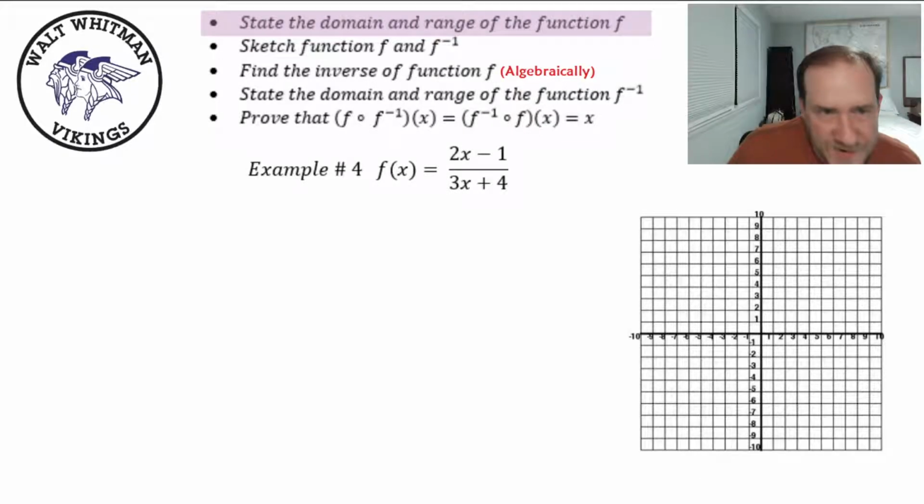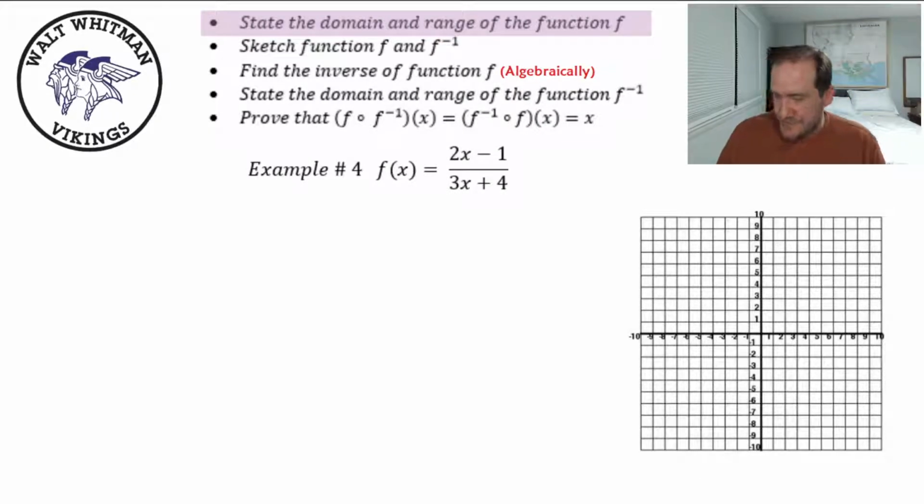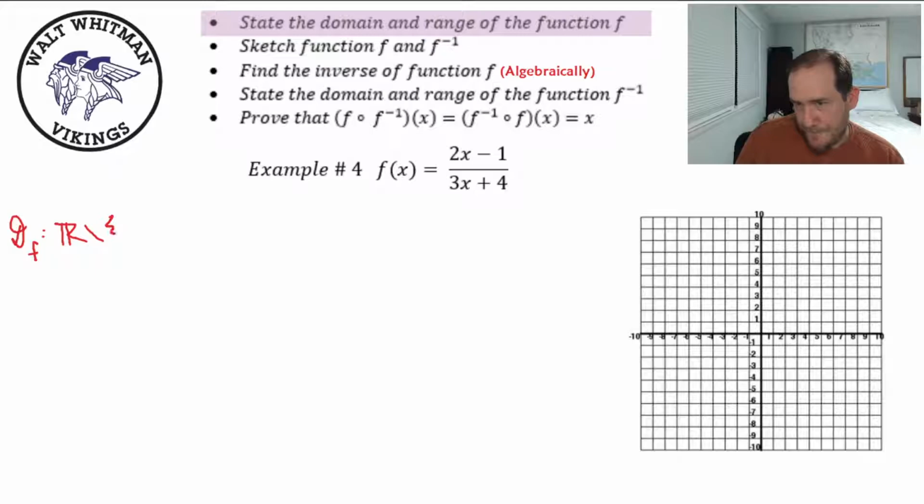Okay, let's do example 4 then with a rational function. We're starting by stating the domain and range. Fine. So you should know by now that the domain of a rational function is always going to be all real numbers except for the zeros of the denominator. And the zero of our denominator here would be, if you set it equal to 0, then you're subtracting 4, dividing by 3, so negative 4/3. So that's your domain.